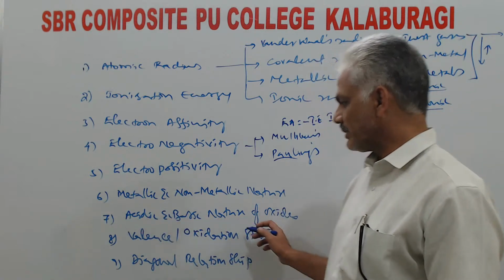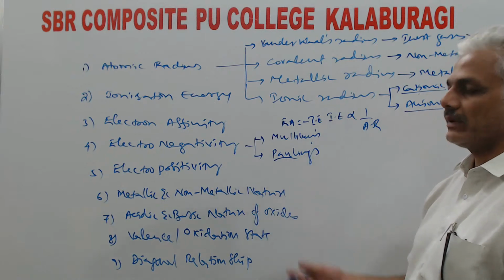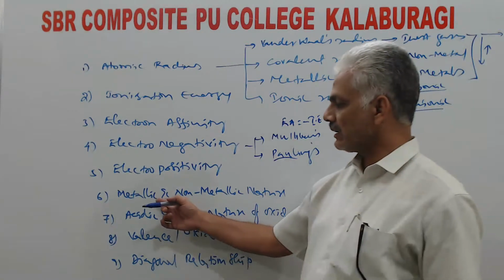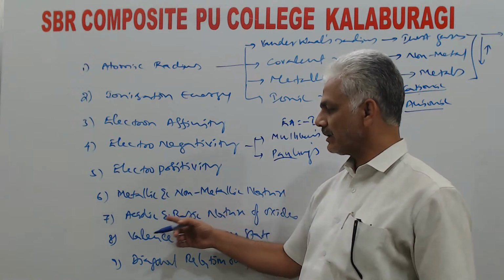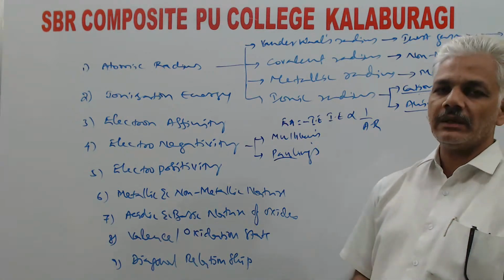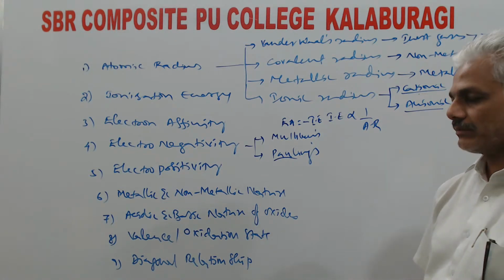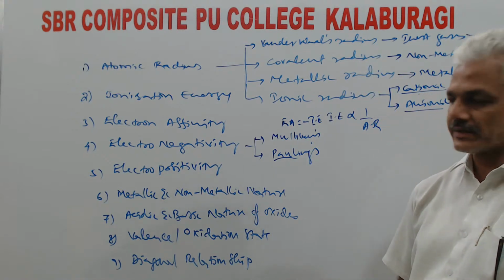Then, next property, acidic and basic nature of oxides. It is dependent on the previous property. Metallic oxides, they are basic in nature, whereas non-metallic oxides are acidic in nature. Semi-metallic oxides will be amphoteric in nature. Amphoteric means they can react with both acids as well as bases.